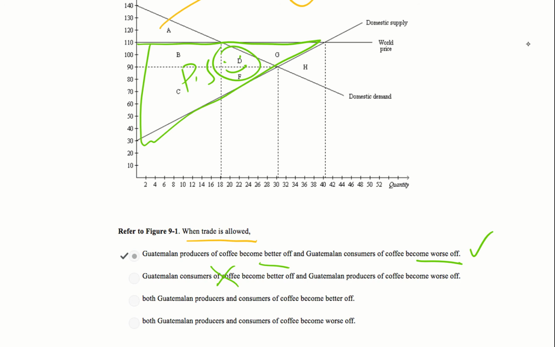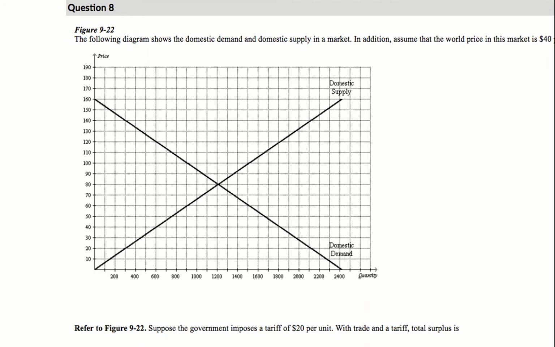And then C says both are better off. That's false. And D is both worse off. That's false. So only A is right. Okay, so domestic producers with exporting are better off, and consumers with exporting are worse off.